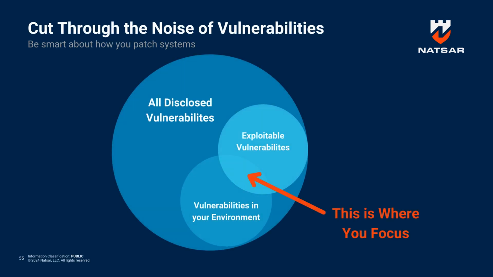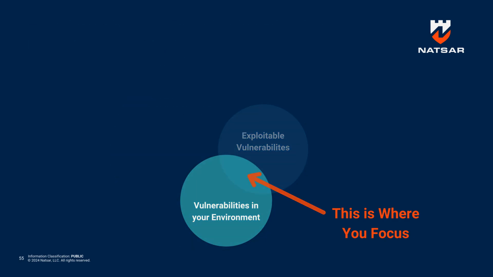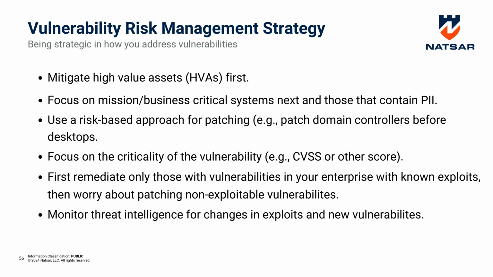So now if we step back to that chart I showed before, where all the vulnerabilities that exist, all the vulnerabilities in your environment, and then those that have exploits. So now let's really put the aperture down on just those vulnerabilities in your environment with known exploits. Start with high value assets first. Those are the ones we're going to go after, and we're going to patch those first or somehow mitigate them if it's not just a patch. Then we're going to look at mission and business critical systems next. And then you go on from there, depending on your organization and how you've defined your risk.